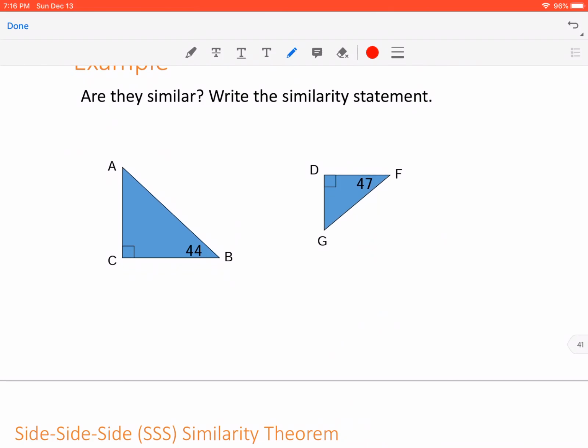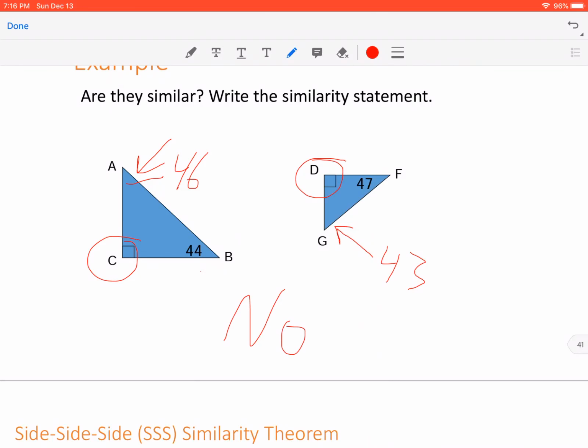All right, let's look at this one. So I see a 90 and a 90. Problem is the 44 and the 47 don't match, so let's find this one here. So we could subtract those numbers from 180. And this angle here should be 46. I think we're going to have a problem here. I could find this angle here, but I don't think it's going to be a 46 or a 44. And that missing angle is 43. So I need to have at least 2 that match, and I don't. So are these similar? No, they're not similar. Okay?